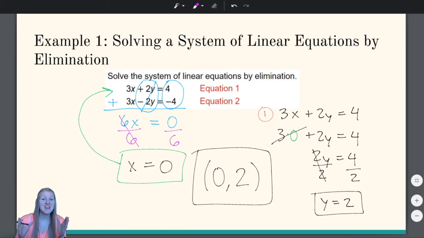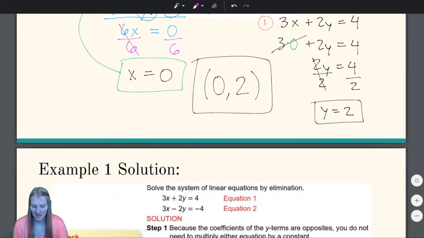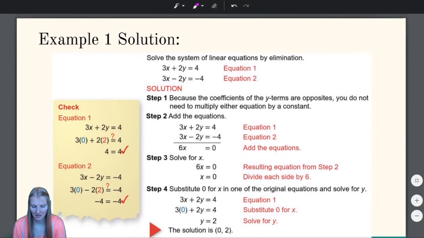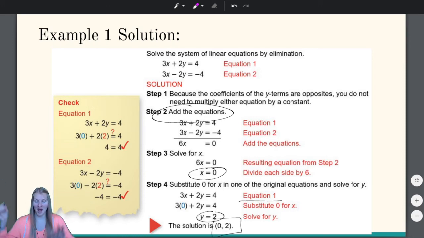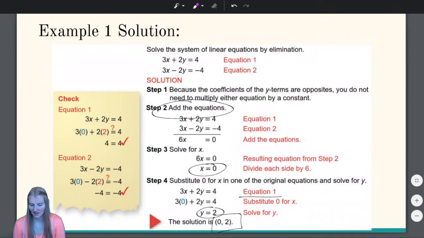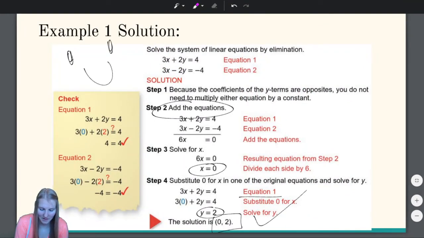So now let's check our answer and make sure that we were correct. They also chose to add the equations, solve for x, plug it into equation number 1. The solution is 0, 2. Hey, that's what we got. Awesome. Fantastic.